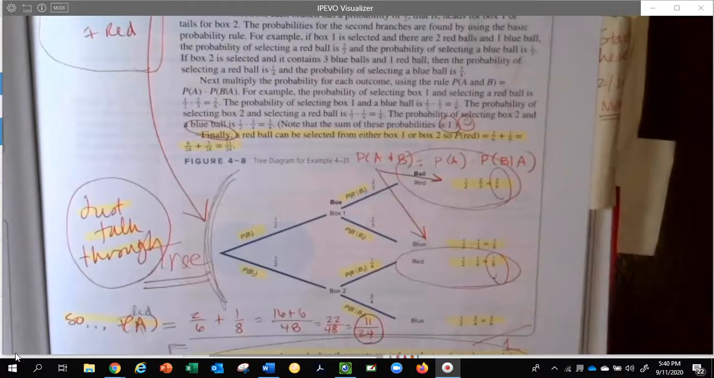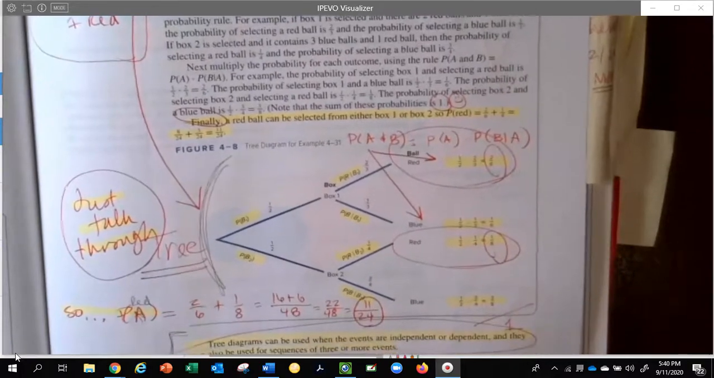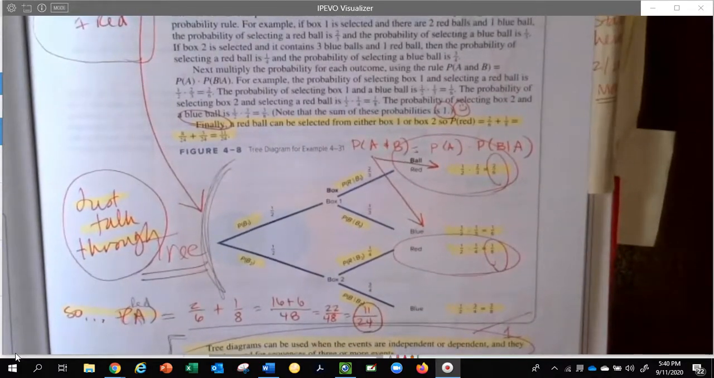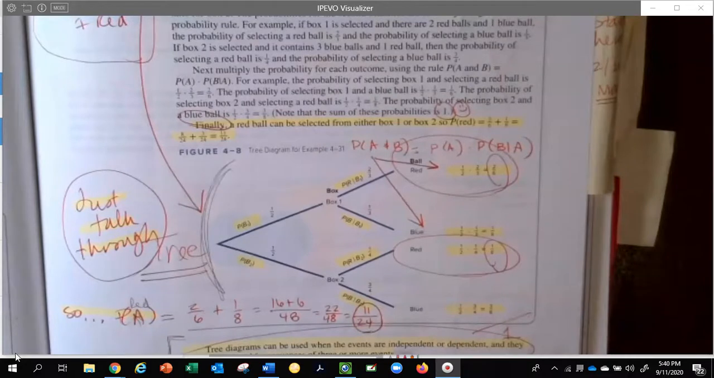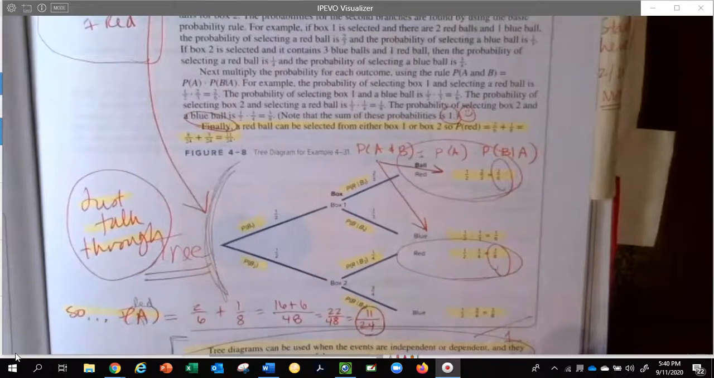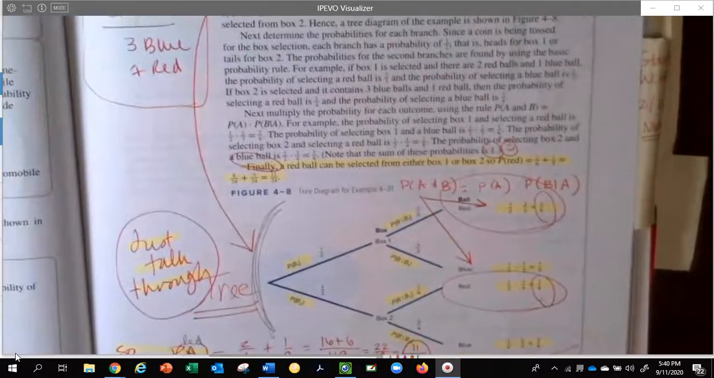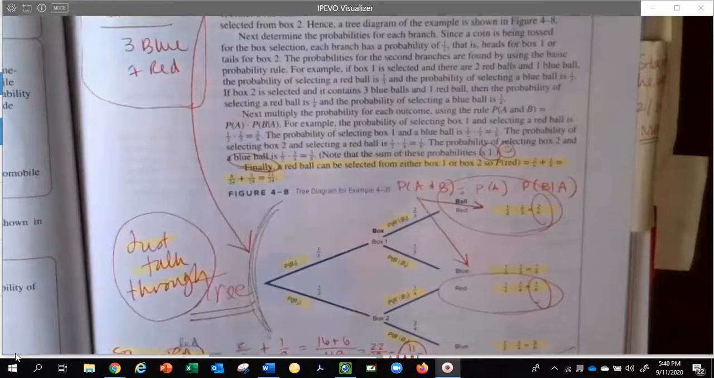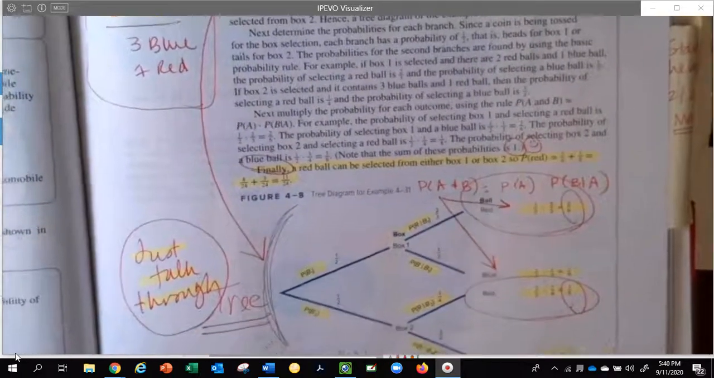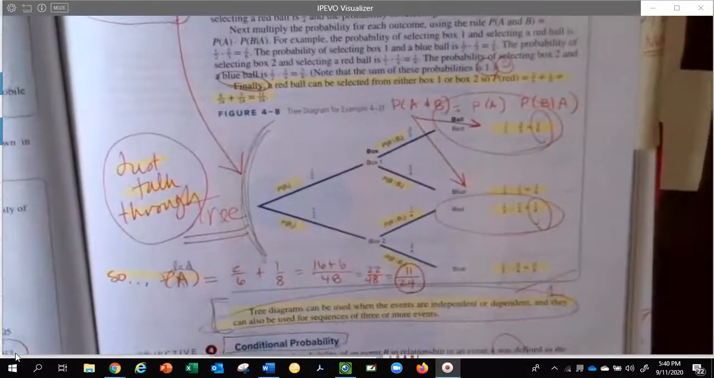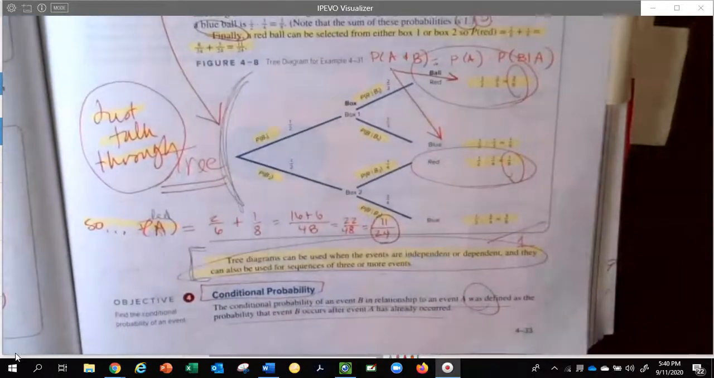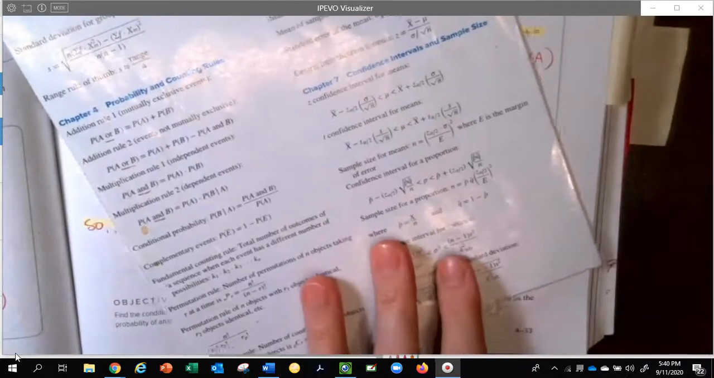This is definitely a place to stop the video, go back and think, take a picture of my page, but then it says tree diagrams can be used when the events are independent or dependent, and they can be also used for sequences of 3 or more events. I'm not going to explain the last parts, but I do want you to see that we do have what's called conditional probability, and a really good video of it in your list of stuff to do for this section.